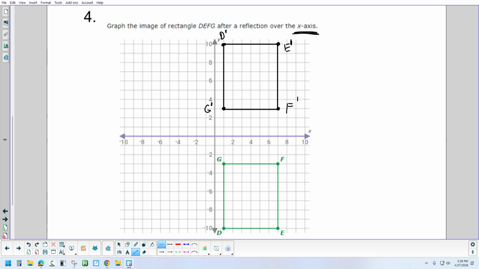So for that green one, could we translate it up and turn it into the black one? No. Why not? Because you can't, due to the fact that it's flipped. Yeah, it's flipped. If you translated the green one up, the G and the F would be at the top. But they're not at the top in the black one because it was flipped. Okay. So any questions on translations or reflections?